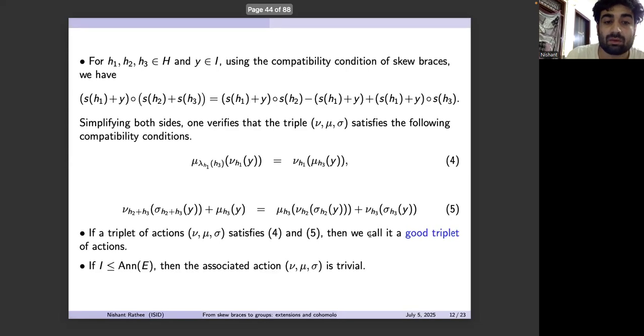Okay. One can see that if I is an annihilator of V, then this action is just trivial, because the action of lambda is trivial, and this I sits inside the center of both of the groups. So the actions mu and sigma will also be trivial.